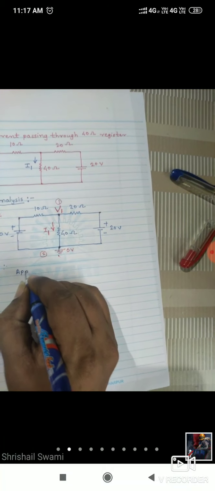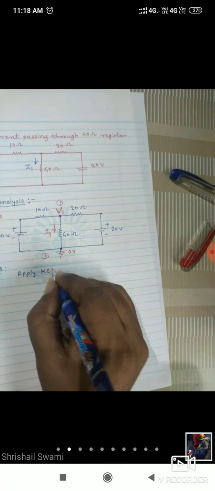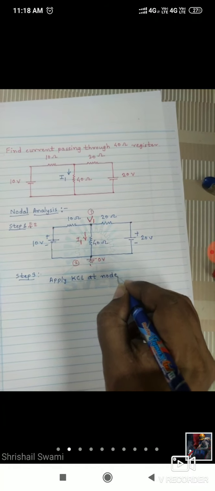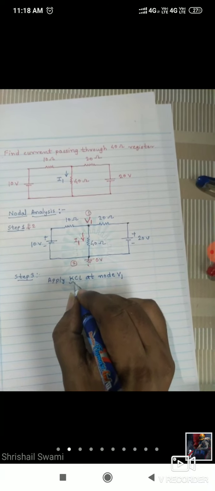Okay, now here I am going to try to go for step number 3. So once you are assigning, then what is step number 3? Step number 3, I will mark here only: apply KCL at node V1.